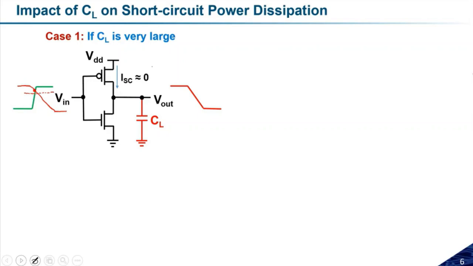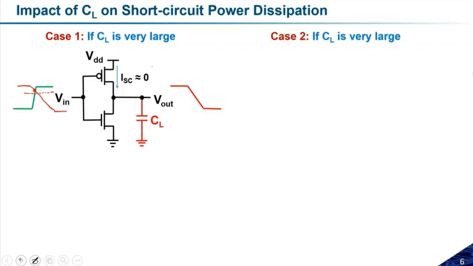If I have to reduce the short circuit power dissipation, in that case I have to increase the CL, and that way you can reduce this ISC. But at the same time the delay will be higher. Okay. And similarly, let us consider the second case.